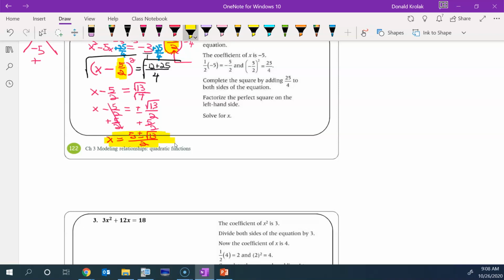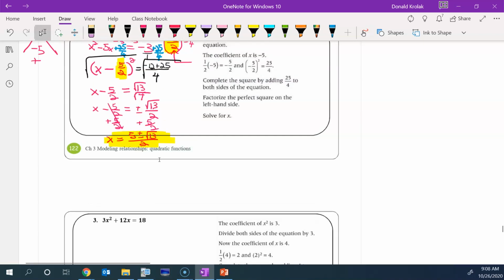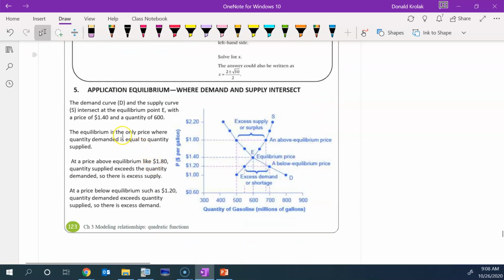All right. Looks like we're almost out of time. So we'll stop here, and tomorrow we'll do these, and then we'll show you an application.